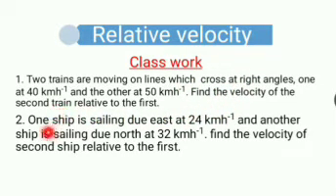Then the second one: one ship is sailing due east at 24 kilometers per hour and another ship is sailing due north at 32 kilometers per hour. Find the velocity of the second relative to the first. This classwork 2 is also like example 1, so just follow the steps from the example and you will get it. So that is that on relative velocity.